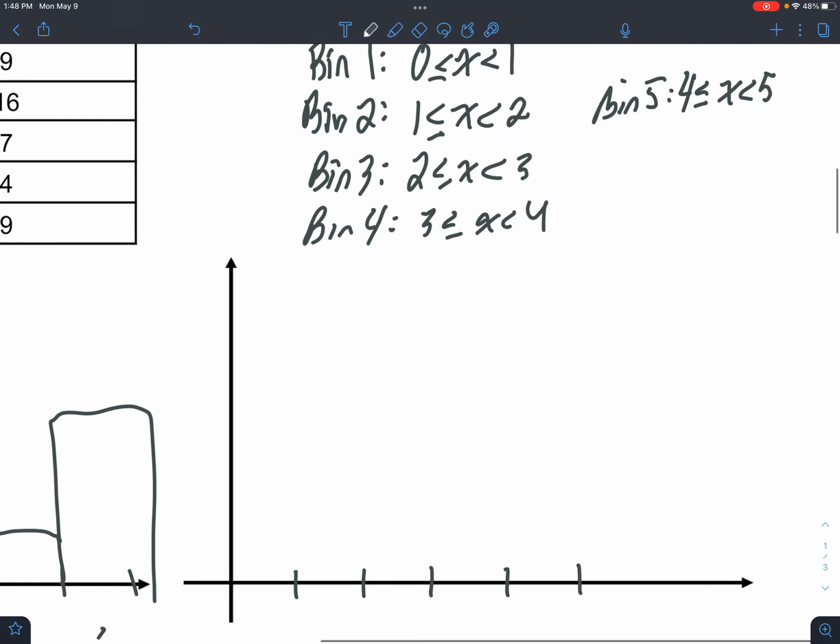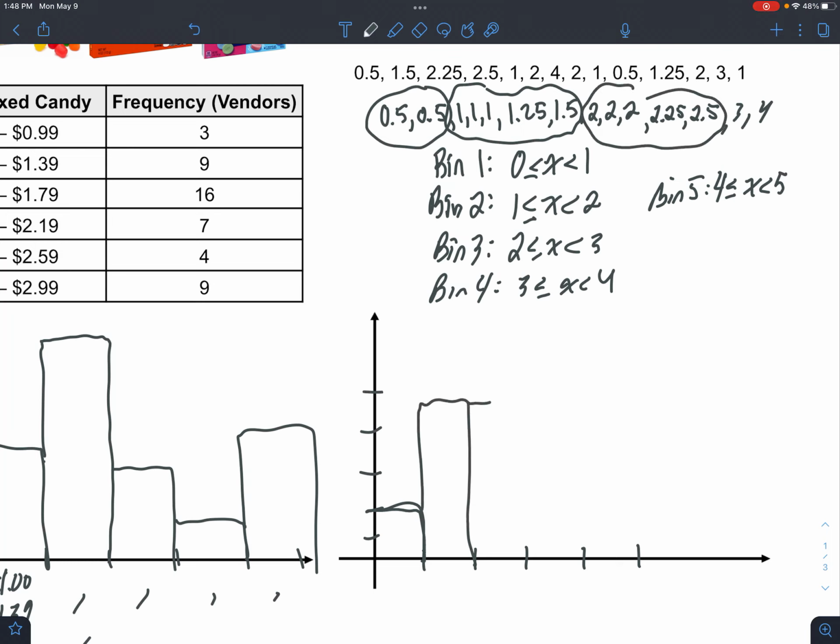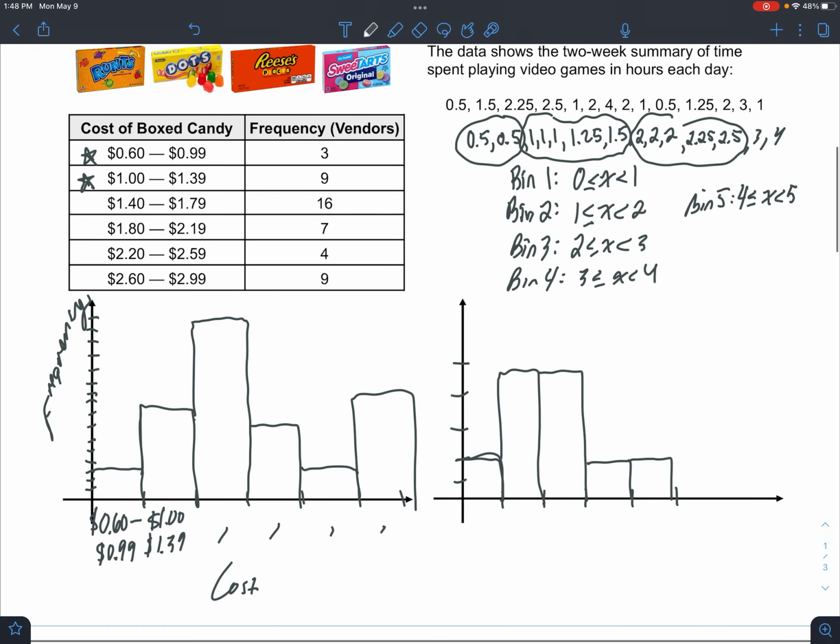Okay? So we got 1, 2, 3, 4, 5. And we're just going to place these where they need to go. So we got 2 in the first bin. Okay? We have 5 in the second bin. We have 5 in the next bin. And then we only have 1 in here and 1 in here. All right, that's a histogram. Okay, so this could be hours, and this is F for frequency.